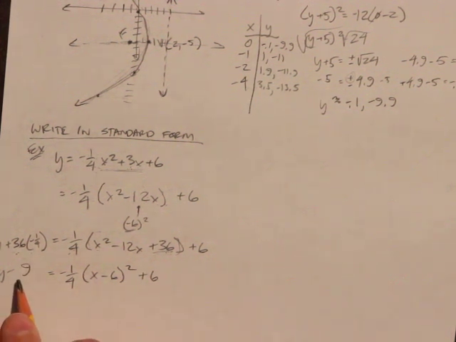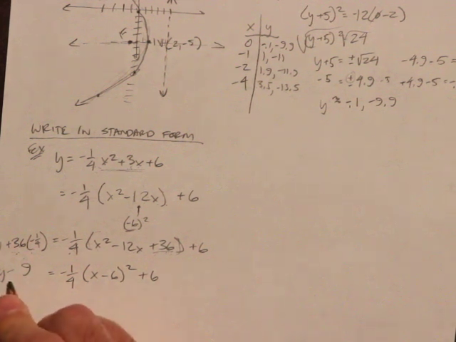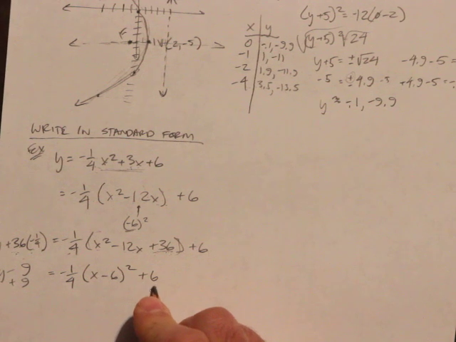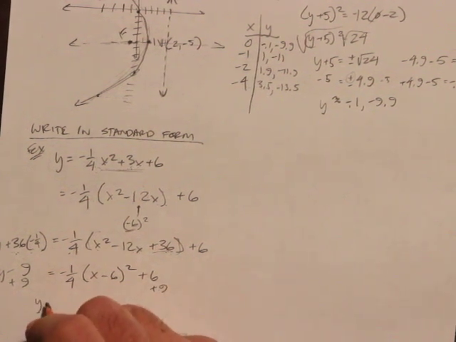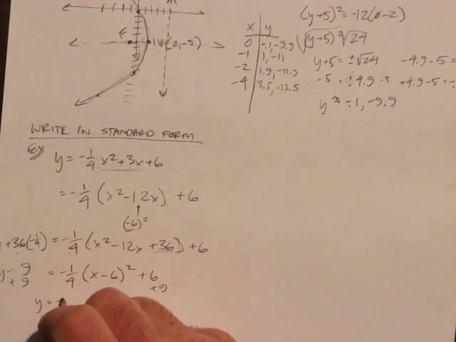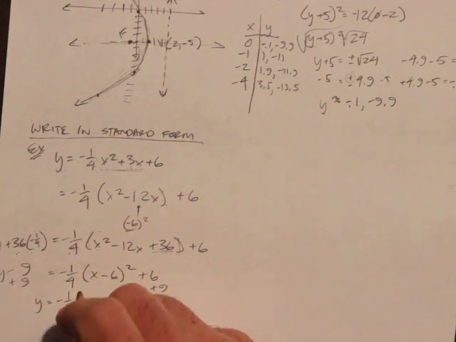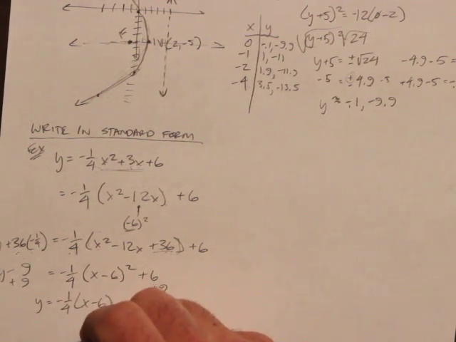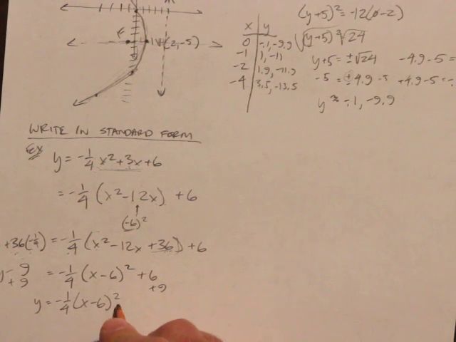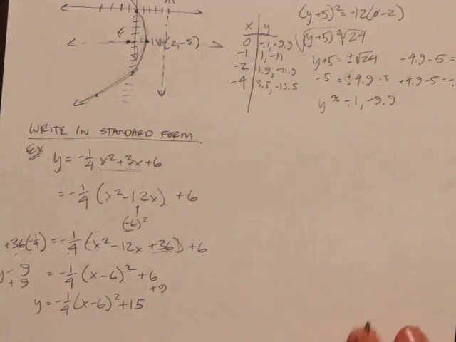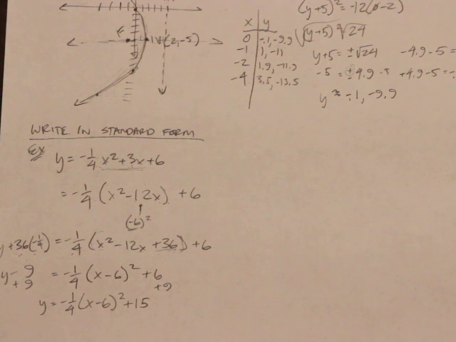And I want y by itself. Yeah, of course I do. All right, add 9 to each side. So now I'm back to y equals negative 1/4 times x minus 6 squared, plus 15. Whew. Okay, we're almost there.